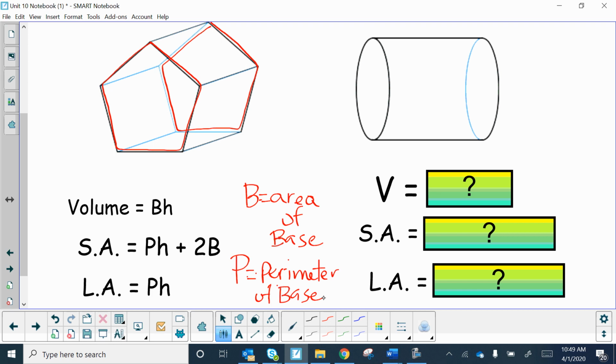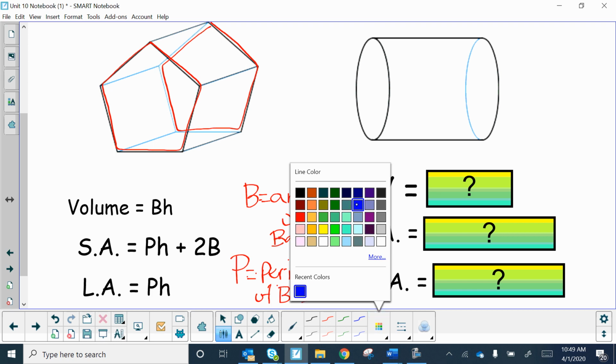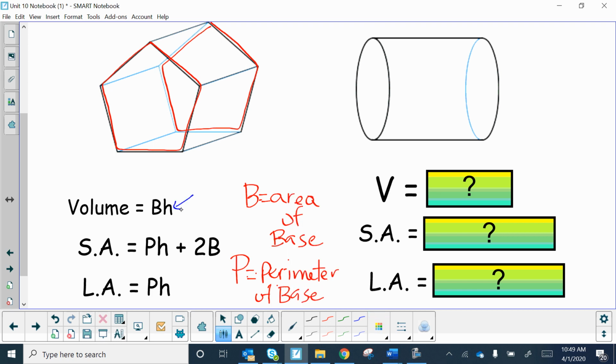The only other part I want to talk about is the letter H right here. That is the height of the prism, and the height of the prism goes from base to base. It's always perpendicular to the base. So write off to the side, capital B is perpendicular to H. Maybe also write, H goes base to base.